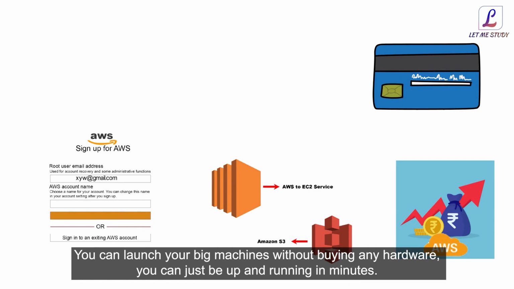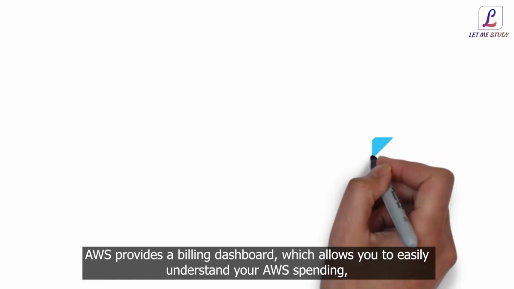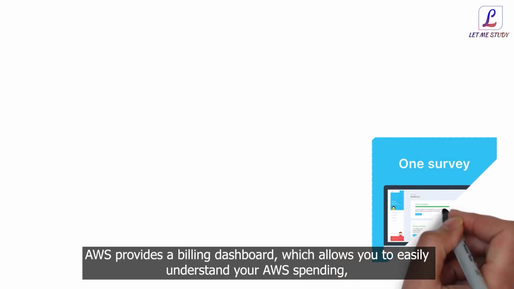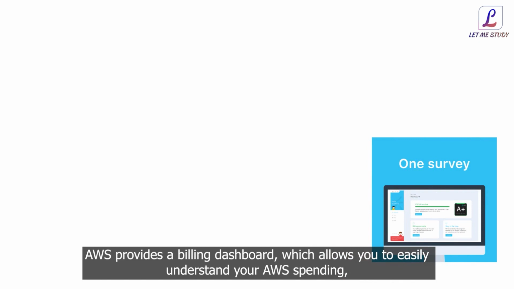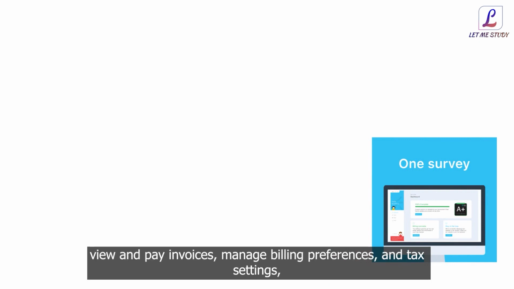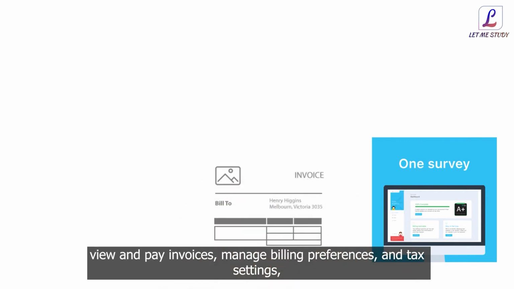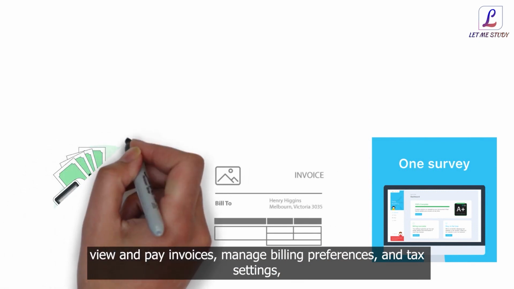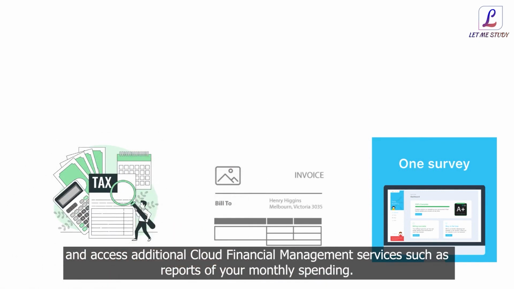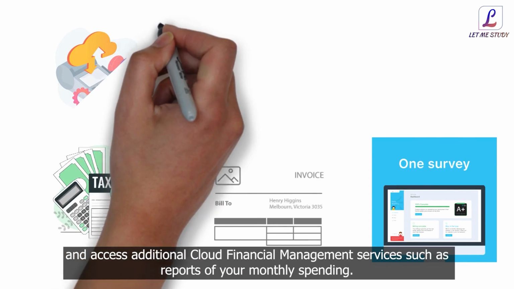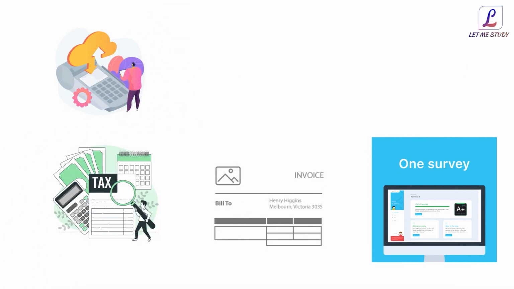You can launch your big machines without buying any hardware. You can just be up and running in a minute. AWS provides a billing dashboard which allows you to easily understand your AWS spending, view and pay invoices, manage billing preferences, tax settings, and access additional cloud financial management services such as reports of your monthly spending.